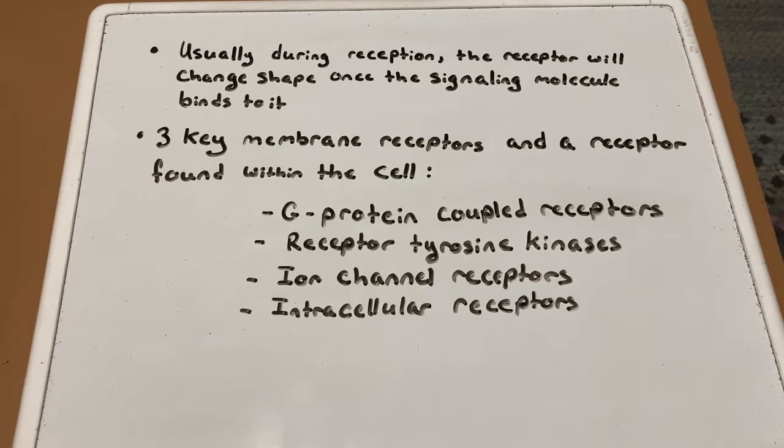And in regards to the plasma membranes, there are 3 key membrane receptors and a receptor found within the cell. Now the 3 membrane receptors are G-protein-coupled receptors, receptor tyrosine kinases, and ion channel receptors. And the receptor found within the cell are intracellular receptors.